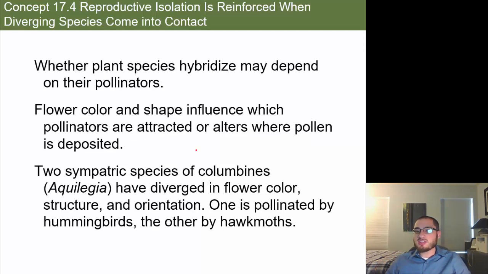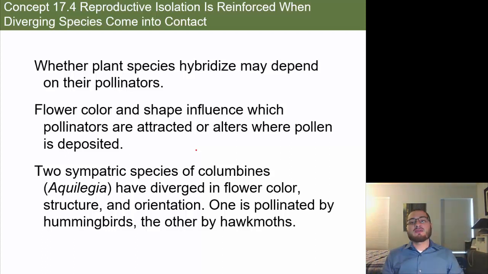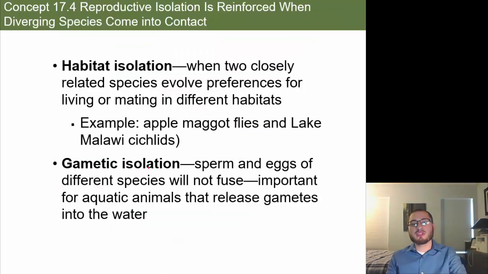So whether plants and species hybridize may depend on their pollinators. Flower color and shape influence which pollinators are attracted or alter where pollen is deposited. So two sympatric species of columbines have diverged in flower color, structure, and orientation. One is pollinated by hummingbirds. The other is pollinated by a hawk moth. So you see that over time, these are going to become very different because they are evolving separately.